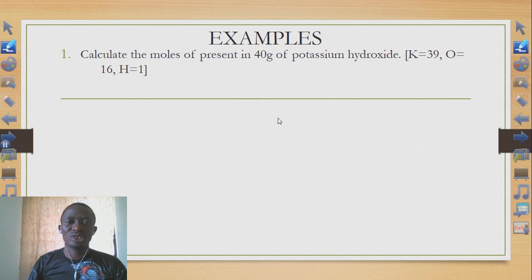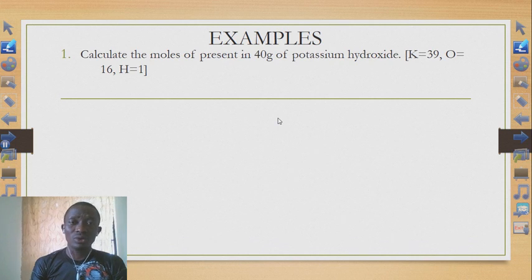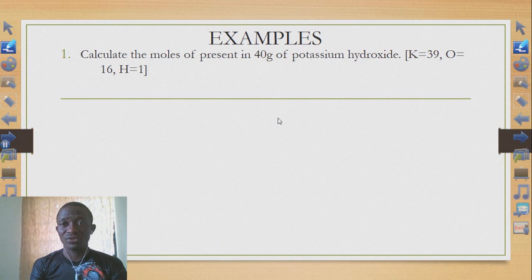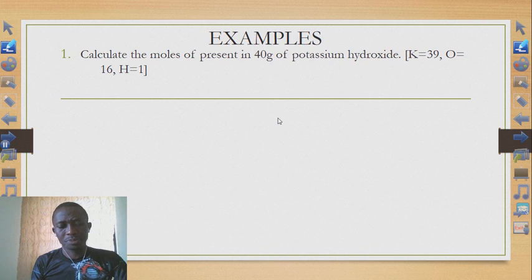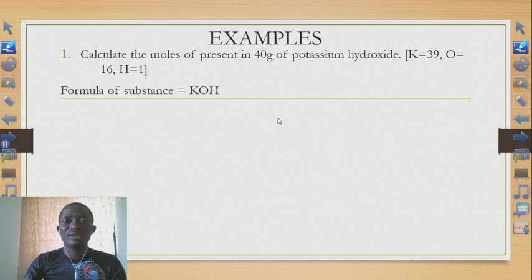Take a look at this question. This question says calculate the number of moles of substance present in 40 grams of potassium hydroxide. You've been given that the relative atomic mass of potassium is 39, that of oxygen is 16, and that of hydrogen is 1. So, how do we go about this? Next is to write the formula of the substance, which is KOH.